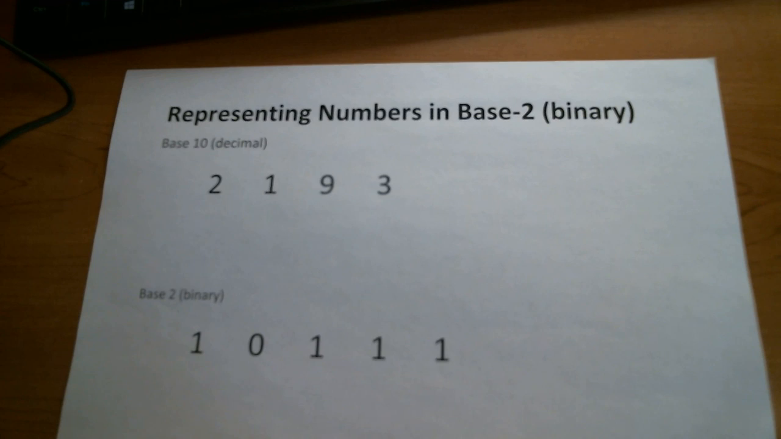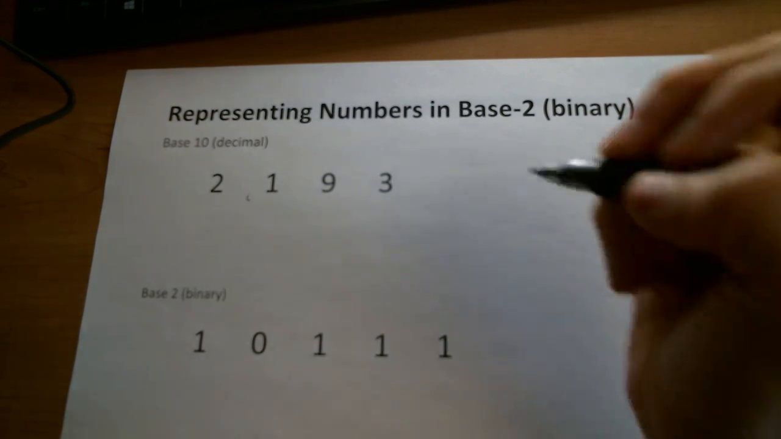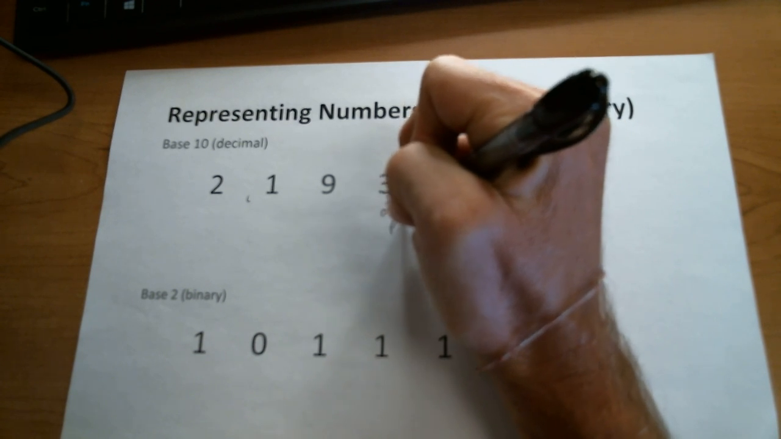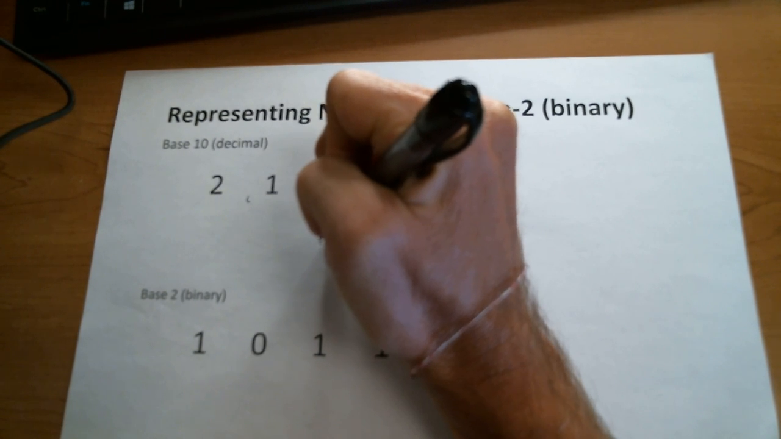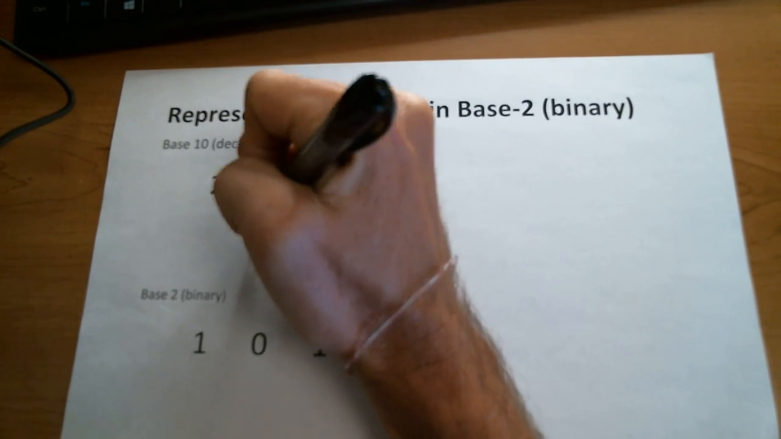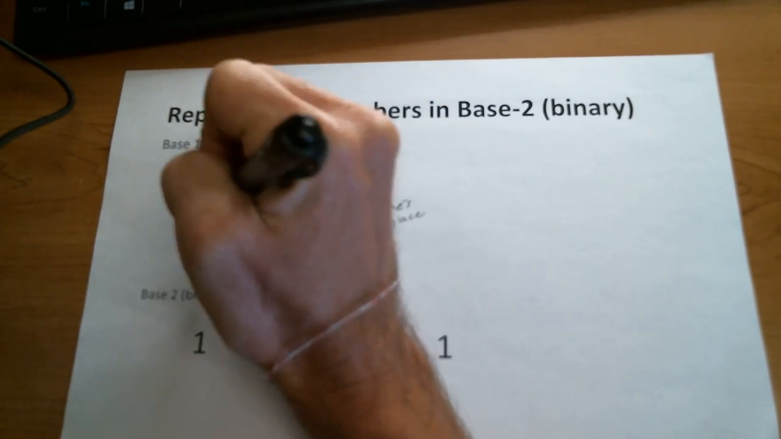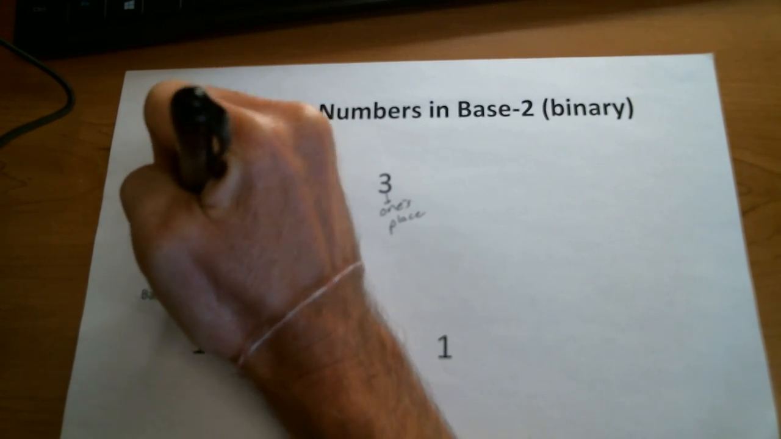So let's pretend that you have the number 2,193. If we go back to elementary school, you probably learned that when you have bigger numbers, each number has its own place. This right here is the ones place. This is the tens place. This is the hundreds place. And this is the thousands place.